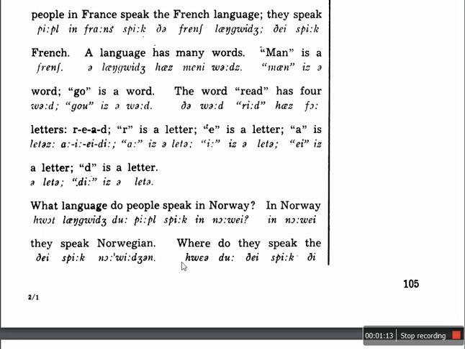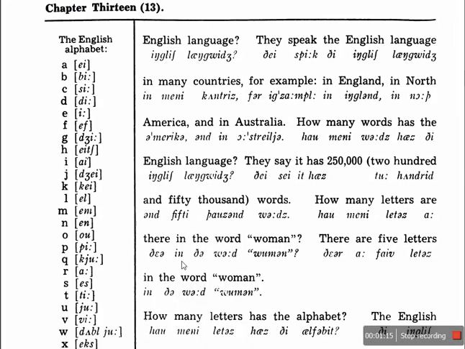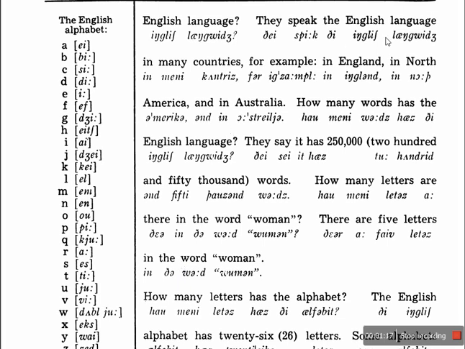Where do they speak the English language? They speak the English language in many countries. For example, in England, in North America, and in Australia. How many words has the English language? They say it has 250,000 words.